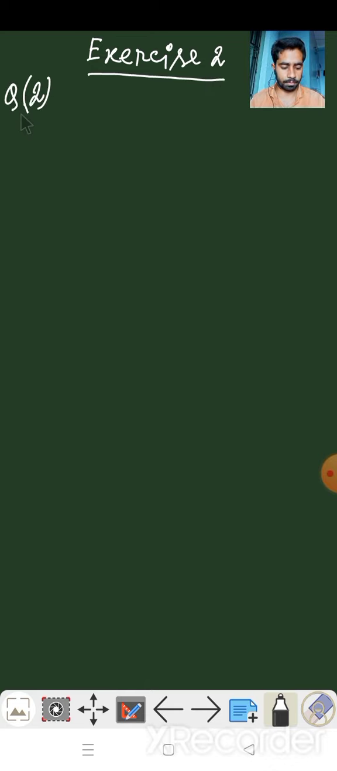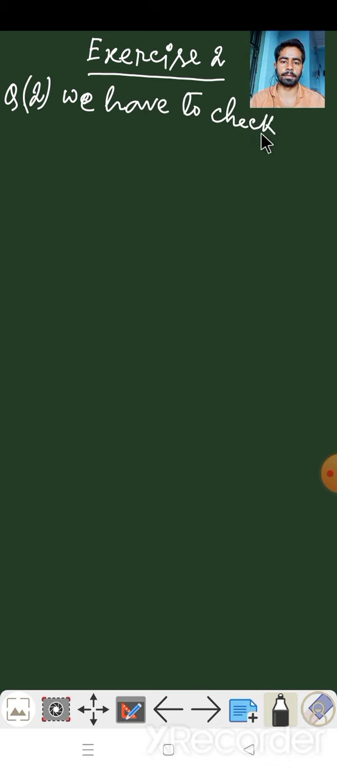There are five questions in question number 2, and in this question, we have to determine whether a relation rho on S is reflexive, symmetric, or transitive. That is, we have to check whether rho on S is RST.